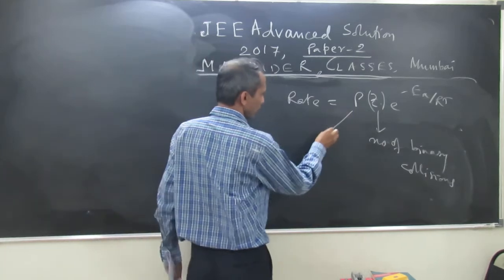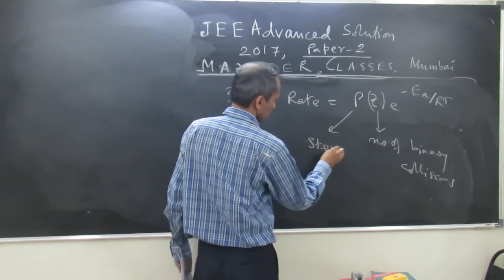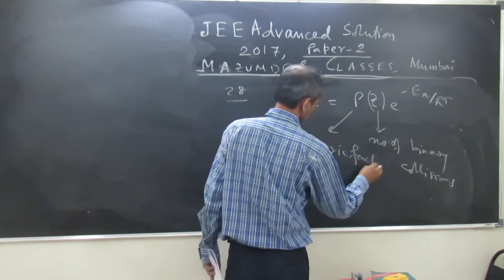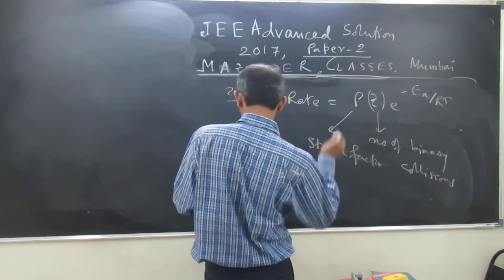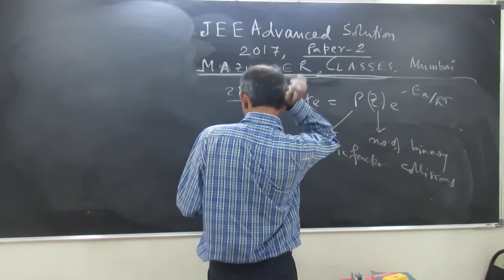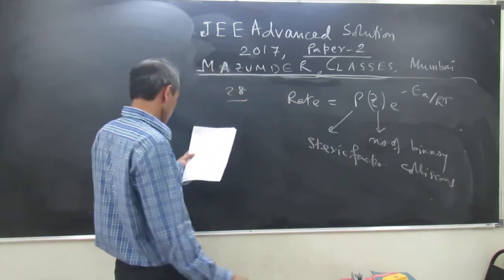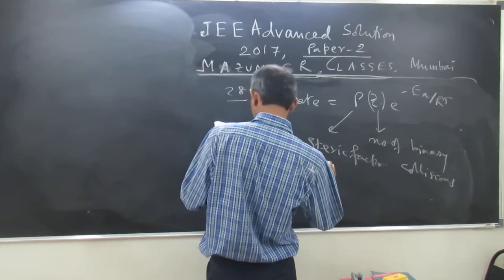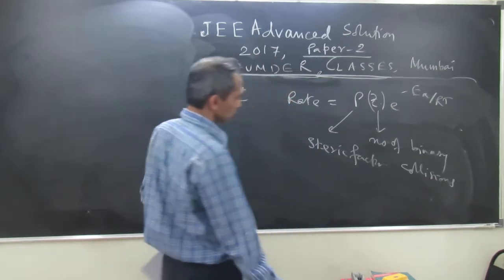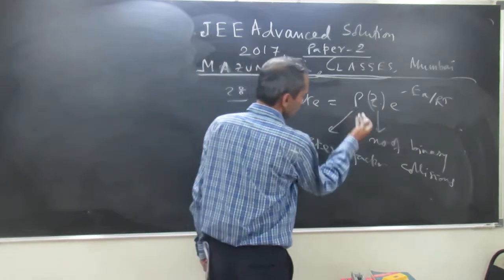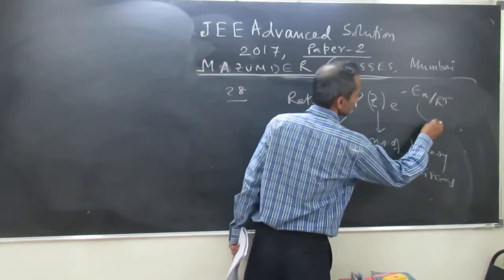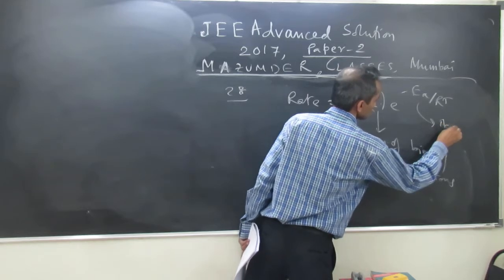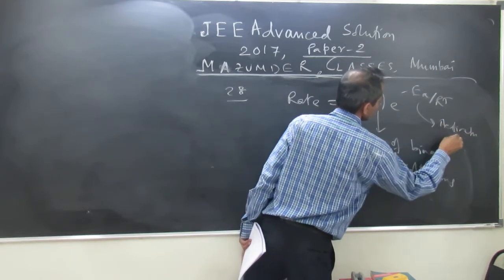and this P is basically the steric factor. P is the steric factor, Z is the number of binary collisions, and Ea is the activation energy. Ea is the activation energy. You know the basic equation.